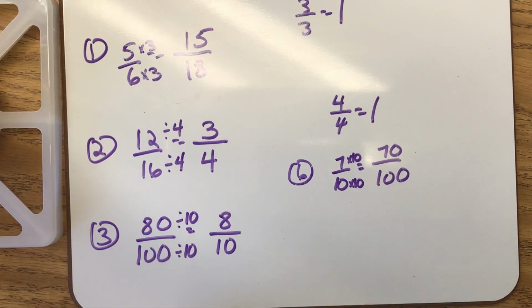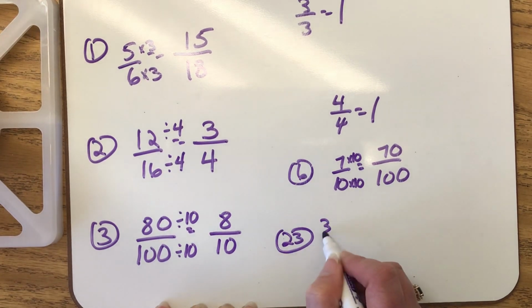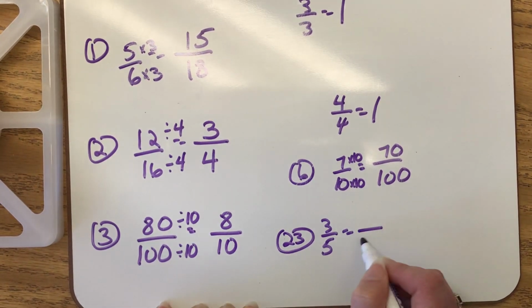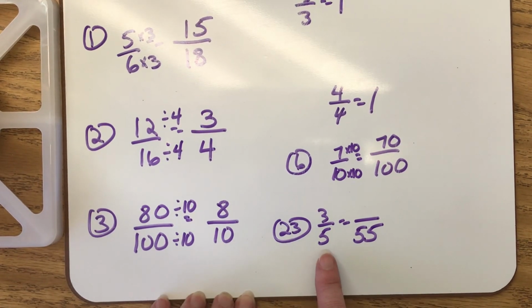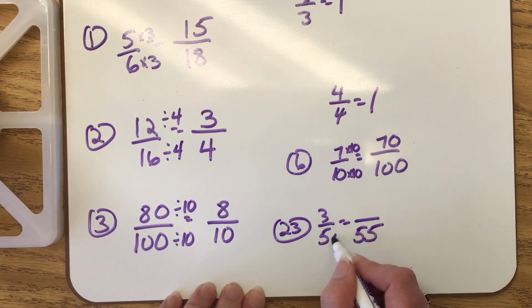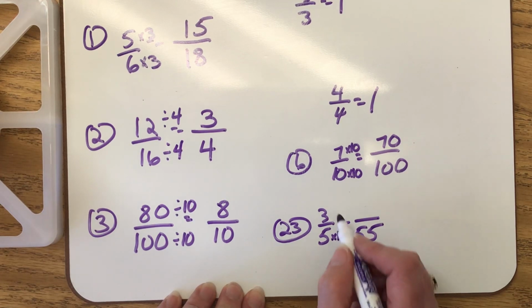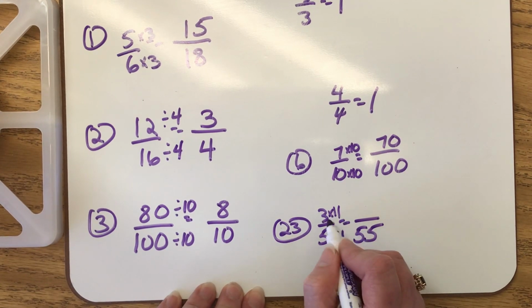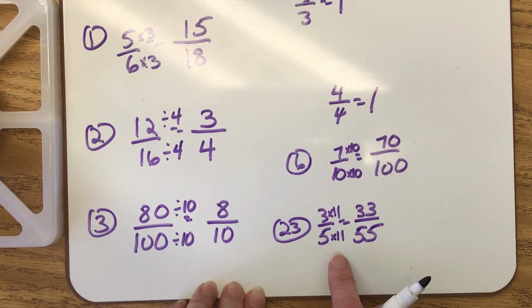Let's look at number 23. Number 23 says 3/5 equals how many 55ths? So I have to ask myself, what did I do to 5 to get 55? 5 times 11 equals 55. So now I need to multiply my numerator by 11 also. 3 times 11 is 33. Whatever you do to the denominator, you must do to the numerator.